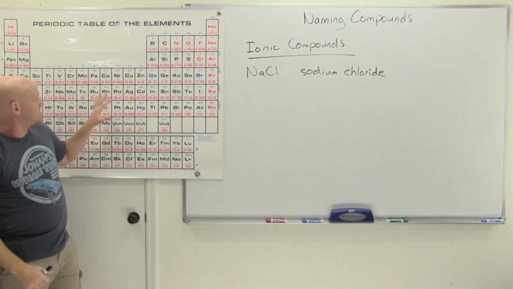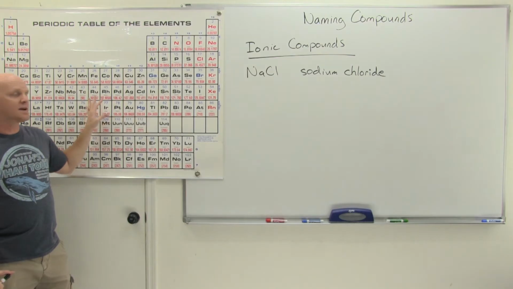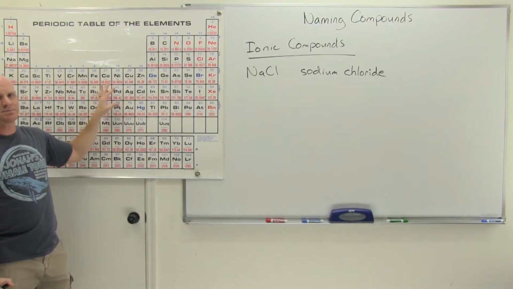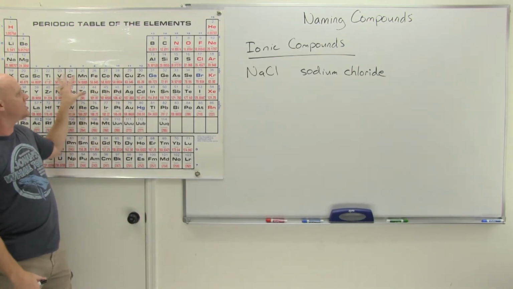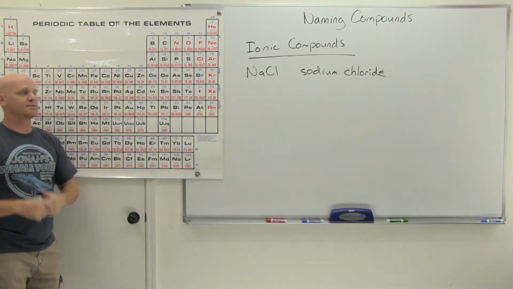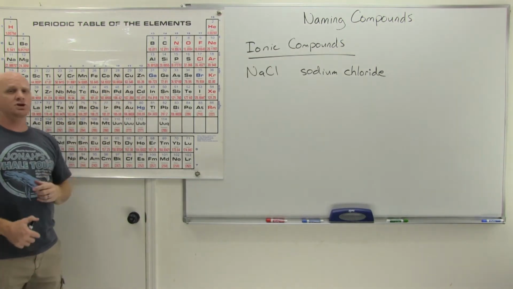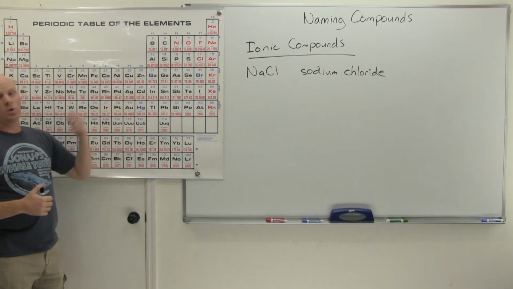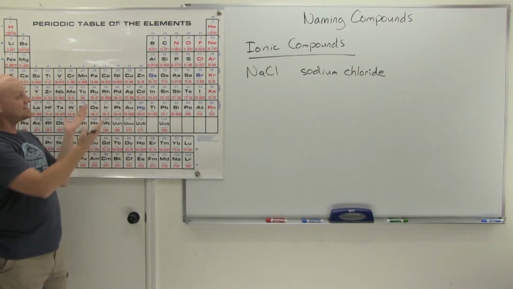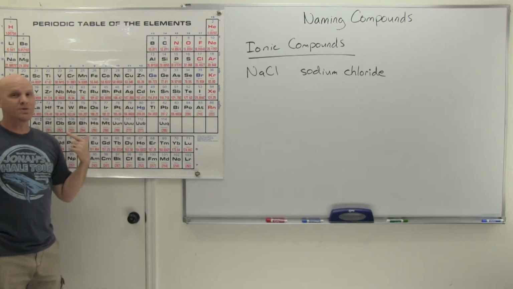Cool. Now the transition metals are a pain in the butt, and we're going to have to learn how to name compounds using the transition metals. And the problem is you can't look at the periodic table and know what charge they're going to have. Like you can't look over here and be like, well, what charge does zinc have? Well, turns out zinc is always +2 as an ion, but you can't tell that by looking at the periodic table. I know that from memory.